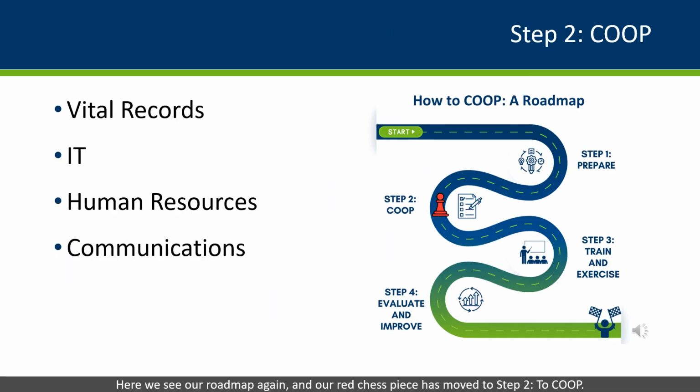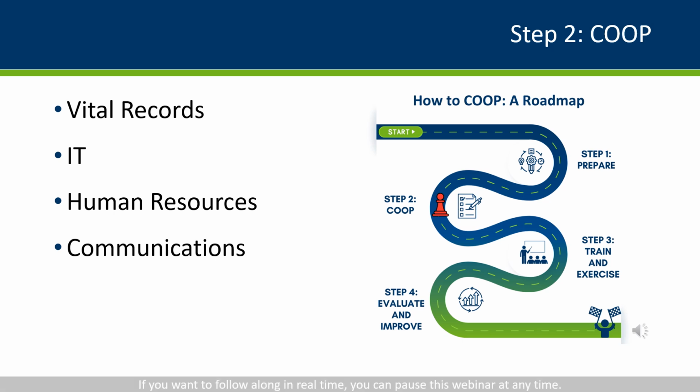Here we see our roadmap again, and our red chess piece has moved to step 2, to write your COOP plan. In this webinar, we will focus on identifying an organization's COOP vital records, IT, human resources, and communications planning elements. We will build on what we discussed in webinars 1 and 2. And again, please have the COOP completion guide, COOP plan template, and your current COOP plan, if you have one, available. If you want to follow along in real time, you can pause this webinar at any time.